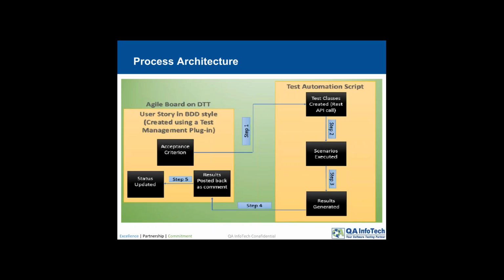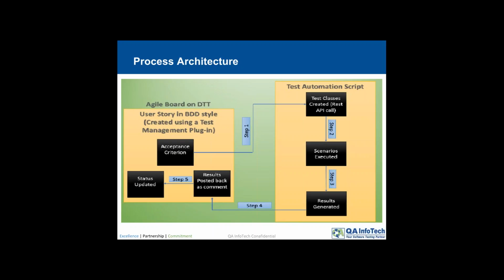So the very first step in the overall process is to convert these acceptance criteria written in the user stories on the defect tracking tool into the test classes within the automation script. The automation script does this by itself based on a combination of REST API calls. Once the acceptance criteria are converted into executable test classes, execution is triggered by the automation script, which is based on one or the other build tool.